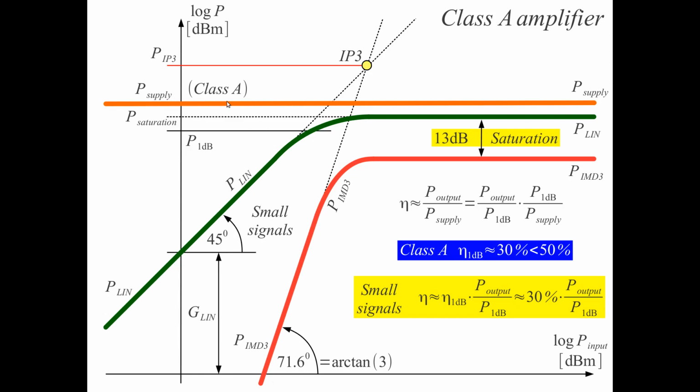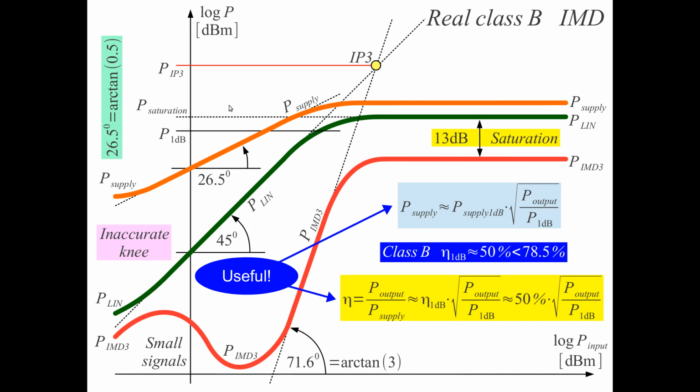In the class A amplifier, the difference is here. This difference here is a ratio, because it is a difference of logarithmic quantities, and it is much larger than the difference for the class B. So class B has a much better efficiency because of that. The power requested from the supply for class B is proportional to the square root of the actual output power divided by P1 dB, something close to saturation. And of course we have to multiply this by the power supply for the 1 dB compression point. This is almost our saturation point.